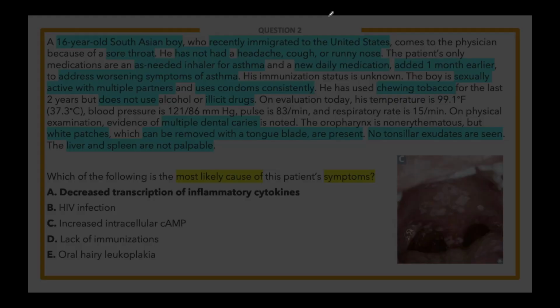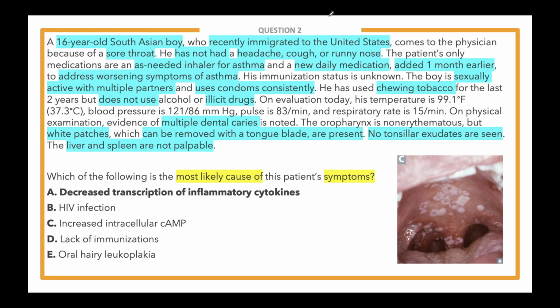Importantly, however, is the fact that they gave us some important information about medication. So he was on an as-needed inhaler for asthma. So hopefully you guys picked up that that was maybe just albuterol. And then because he was still having worsening symptoms of asthma, he was added on another medication. Now, whenever you're given that many words and clues about something, always make note and think, why are they telling me that? So in this situation, he was probably started on an inhaled corticosteroid, and that probably put this patient at risk for oral candidiasis.